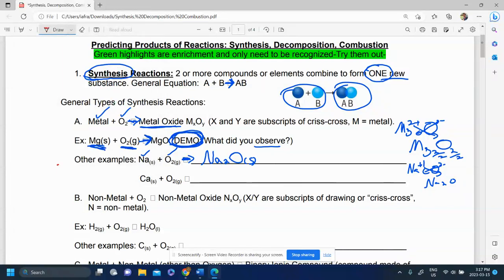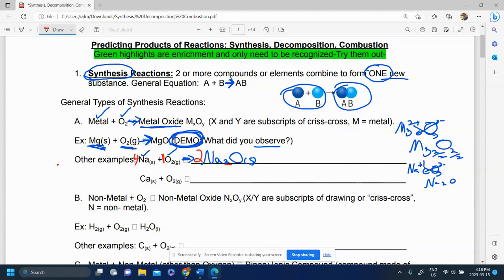So you need 2 oxygens. So that makes 2 oxygens in total. But now you need 4 sodiums, because 2 times 2 is 4. So just put a 4 in the front here. You have 4, 1, and 2. And there's your balanced equation.